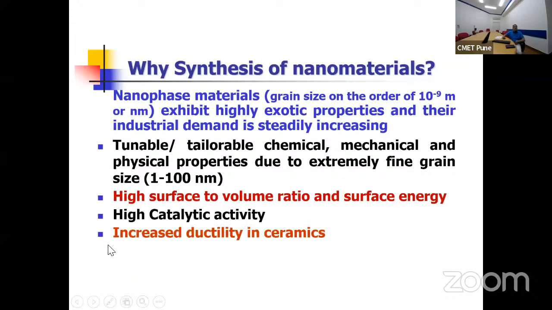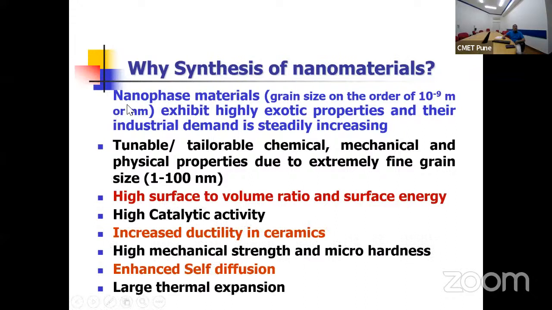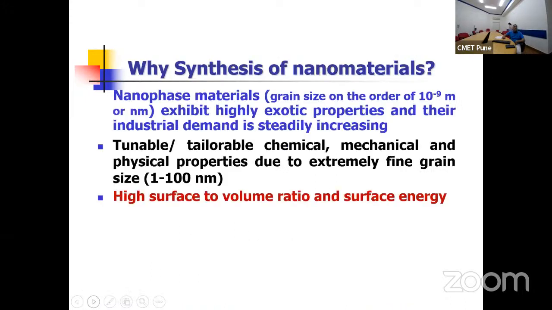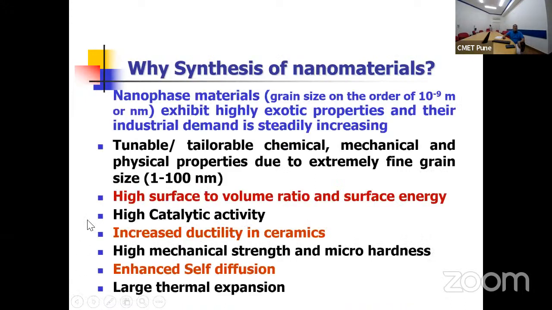So why synthesis of nanomaterials? Because nanophase materials, with grain size on the order of 10⁻⁹ meter or nanometer, exhibit highly exotic properties, and their industrial demand is steadily increasing. Because they have tunable or tailorable chemical, mechanical and physical properties due to the extremely fine grain size, as I showed here, their melting point is going to reduce with the particle size from 1000 to around 500. In the same way one can tune the material, and then high surface to volume ratio and surface energy.